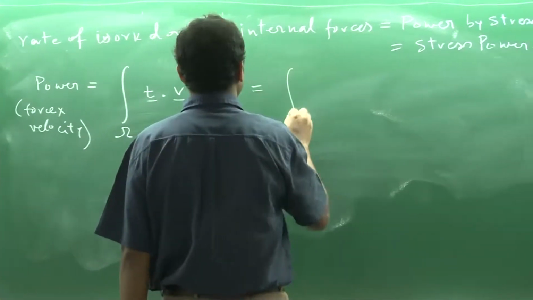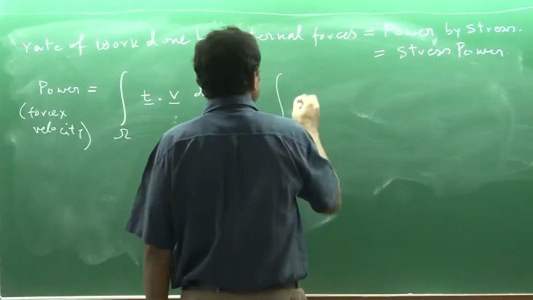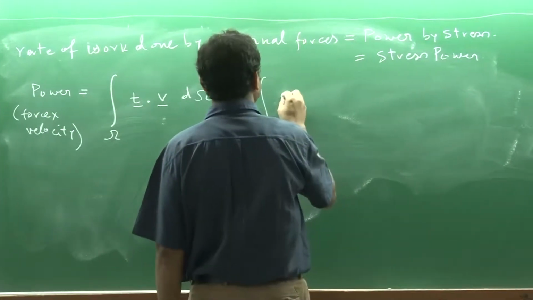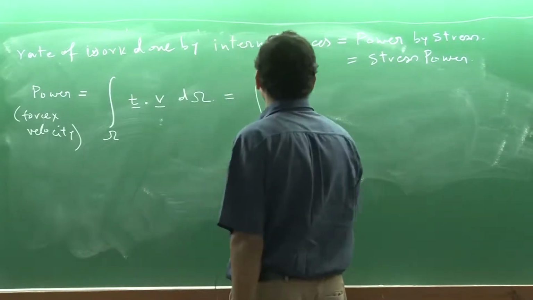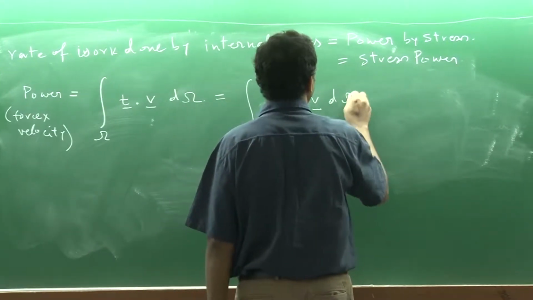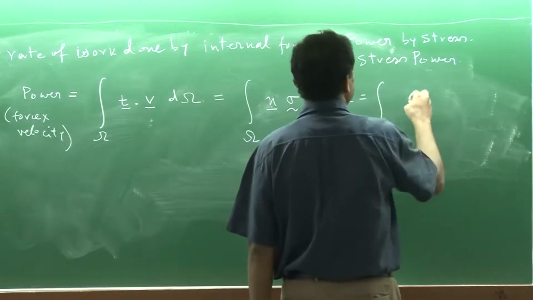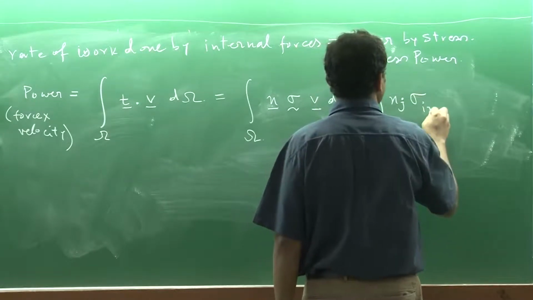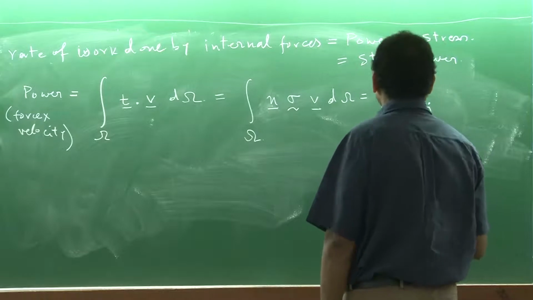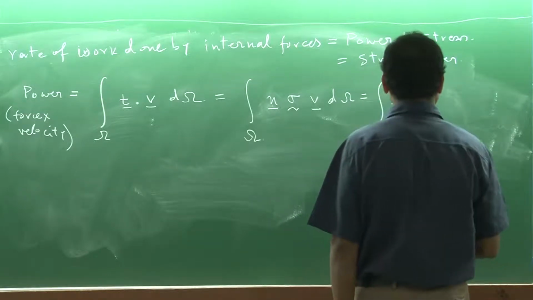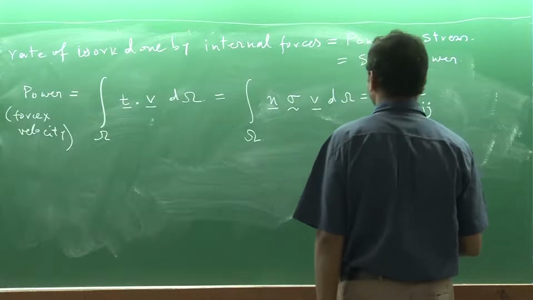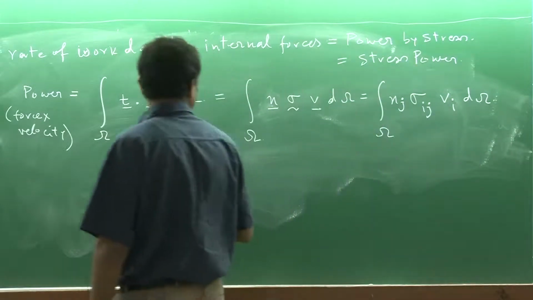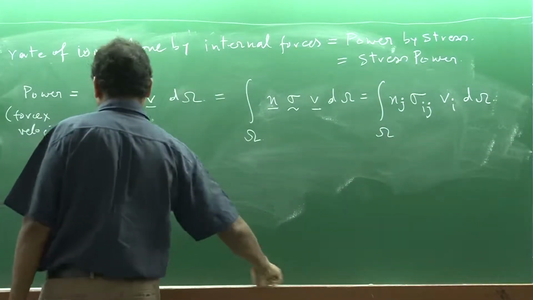Now, what is T? T is nothing but sigma transpose n bar, or n bar sigma. If you want to write it in index form, we can write it as sigma ij nj times vi. I am sorry, let me correct that.